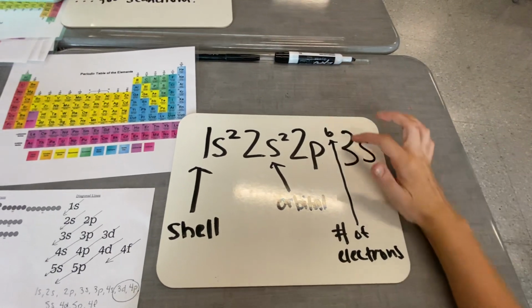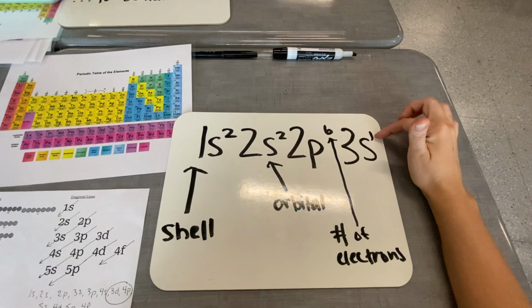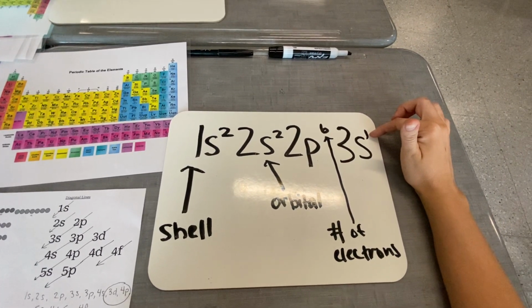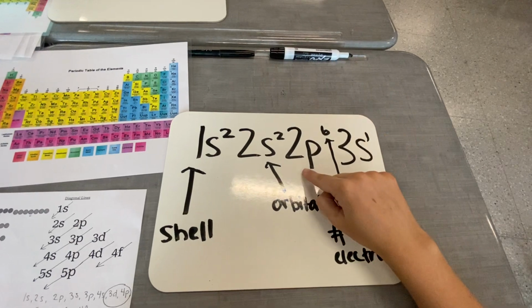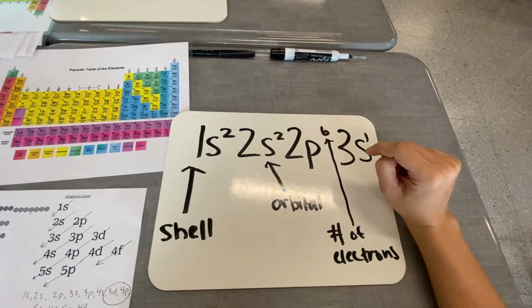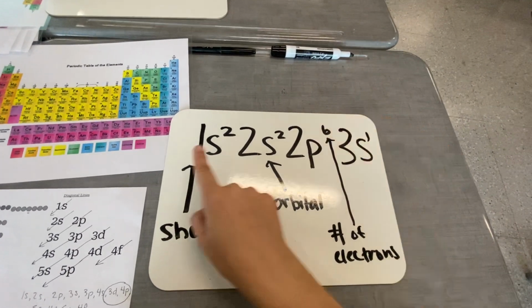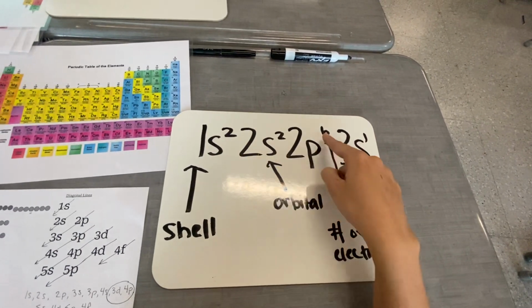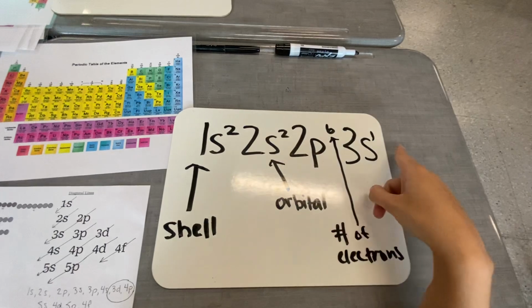The little tiny numbers represent the number of electrons that we have in this atom or in this orbital. So in the 2p orbital, we have 6 total electrons. If we wanted to know the total number of electrons in this whole atom, we could just add these up. So it would be 2 plus 2 plus 6 plus 1, 11 total electrons.